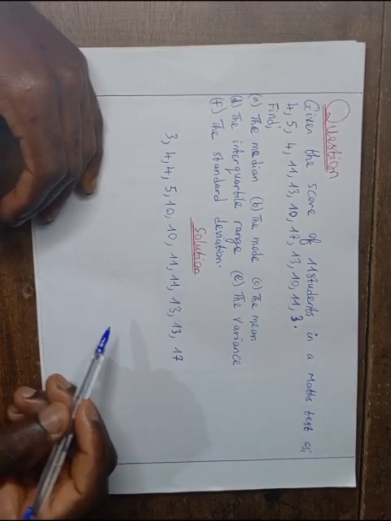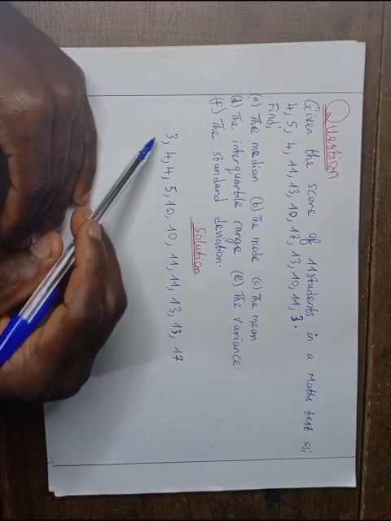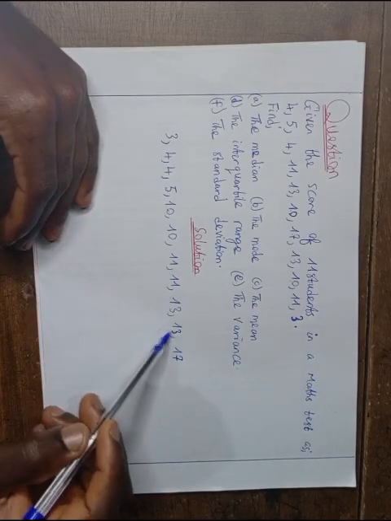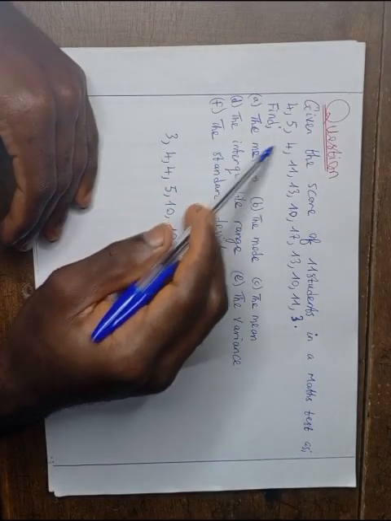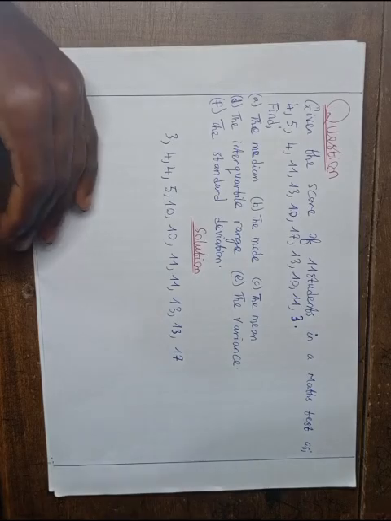Let's count to see if the number of observations are the same as what we have in the question. 1, 2, 3, 4, 5, 6, 7, 8, 9, 10, 11.